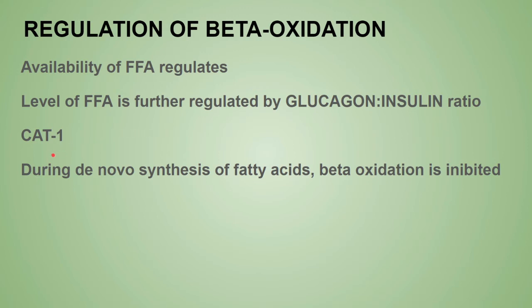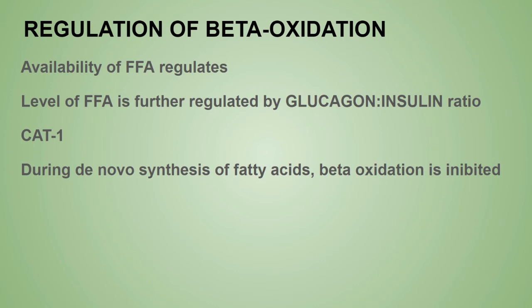Now the CAT1, that is the carnitine acyl transferase 1, is the regulator of the entry of the fatty acid into the mitochondria. I told you before that this CAT1 actually helps in the entry of the fatty acid into the mitochondrial matrix for its further breakdown, right? Because the main breakdown of the fatty acid occurs in the mitochondrial matrix only, and the CAT1 is a transporter of that. So if CAT1 is present, it will help in the beta oxidation. But if CAT1 is not present, the entry will be inhibited.